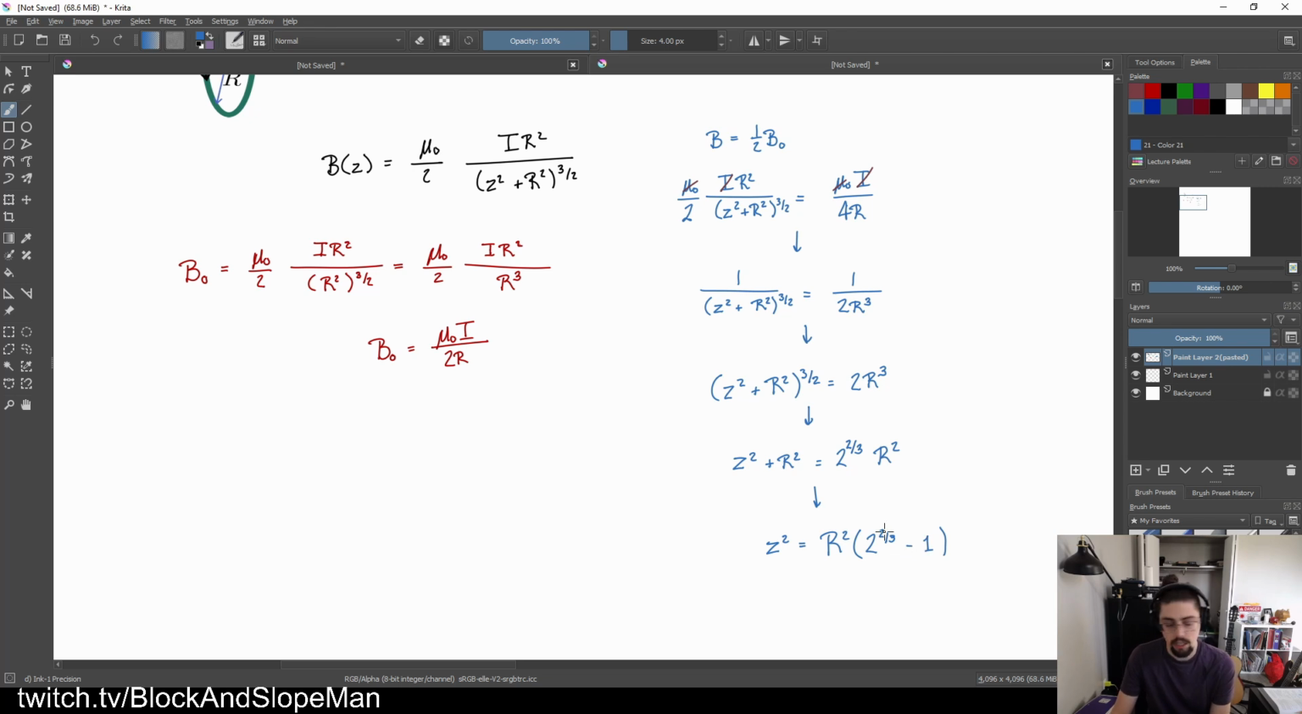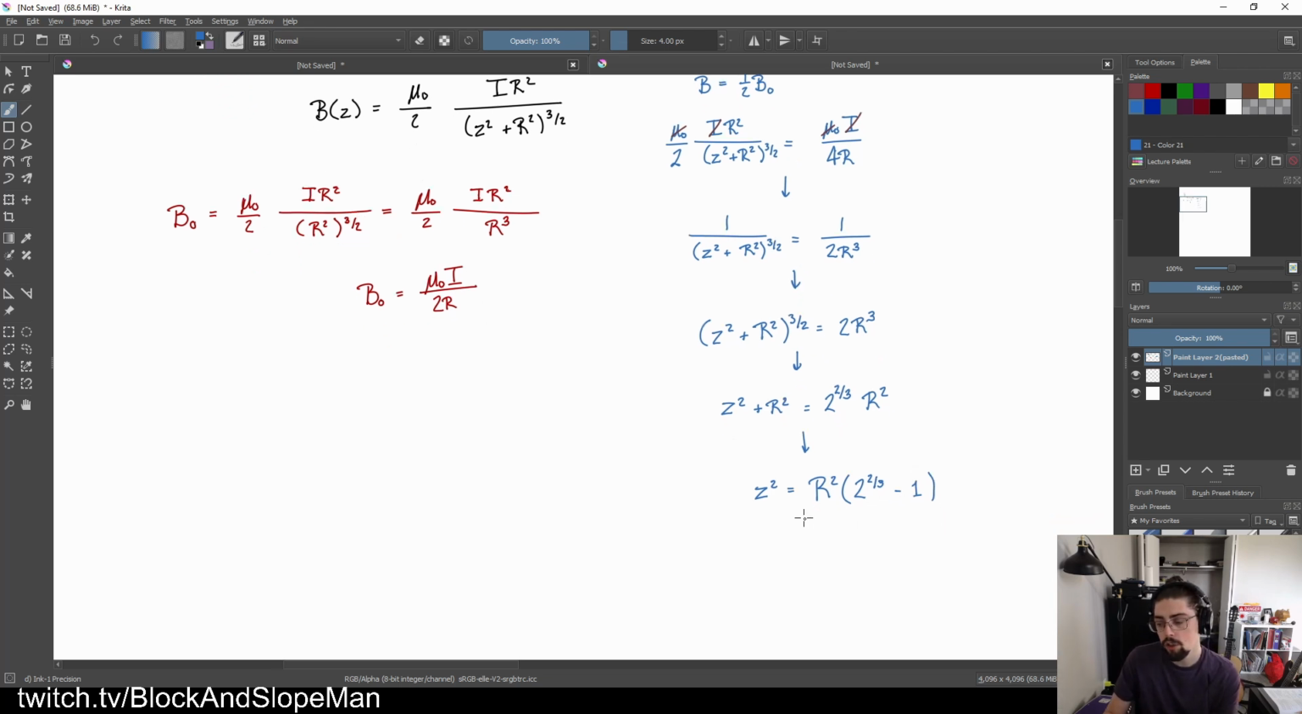So now we just need to take a square root of each side, and what we should find at the very end here is that to get half of the magnetic field, we need to have z equal to 0.766 of r.